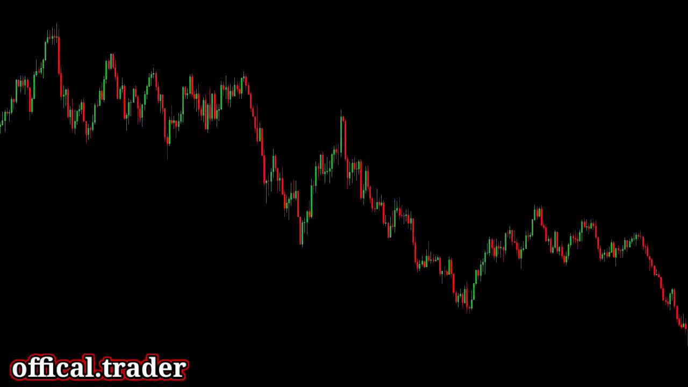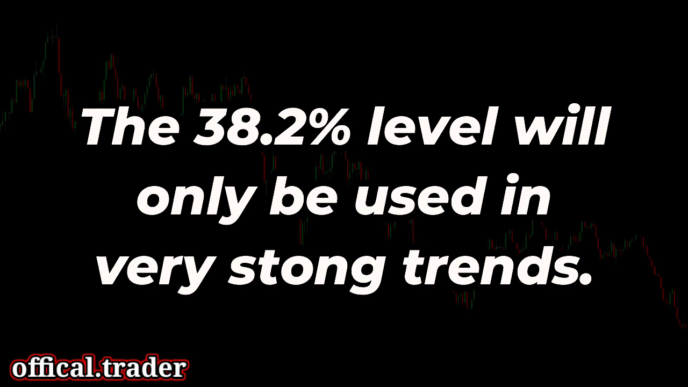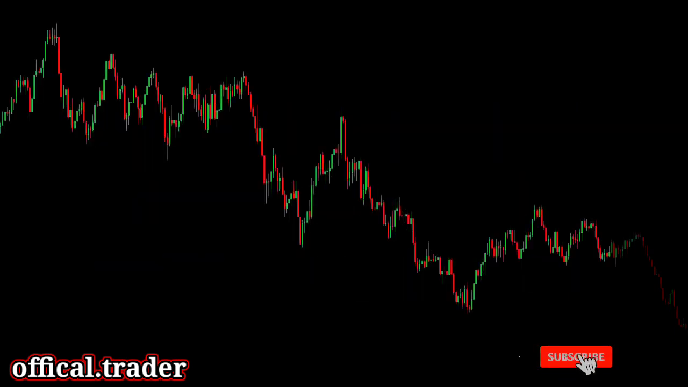On the other hand, when the trend starts to mature, the pullback will often find support at the 50 and 61.8% levels. In most trends, the price will tend to respect the 50 and 61.8 levels. The 38.2% level will only be used in very strong trends.